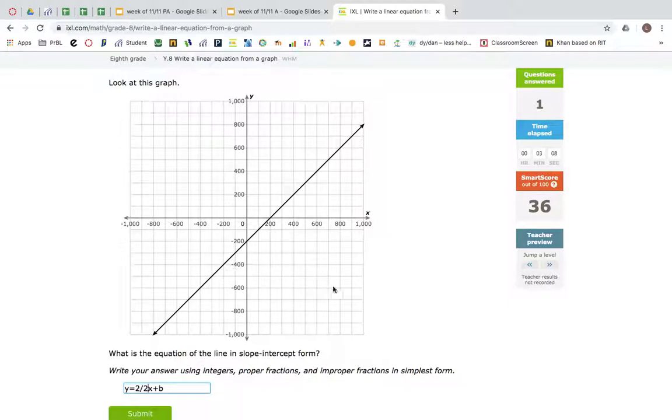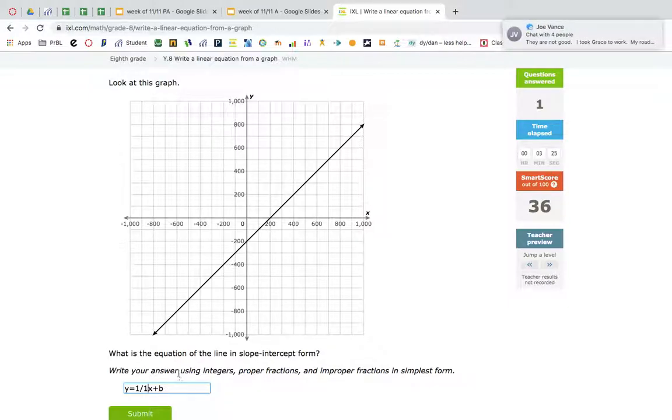Now, IXL is going to ask you to put your fractions here in simplest form. So 2 over 2, I can reduce that into 1 over 1 or just 1. Either way, again, will be accepted. So please make sure that you do put it in simplest form.